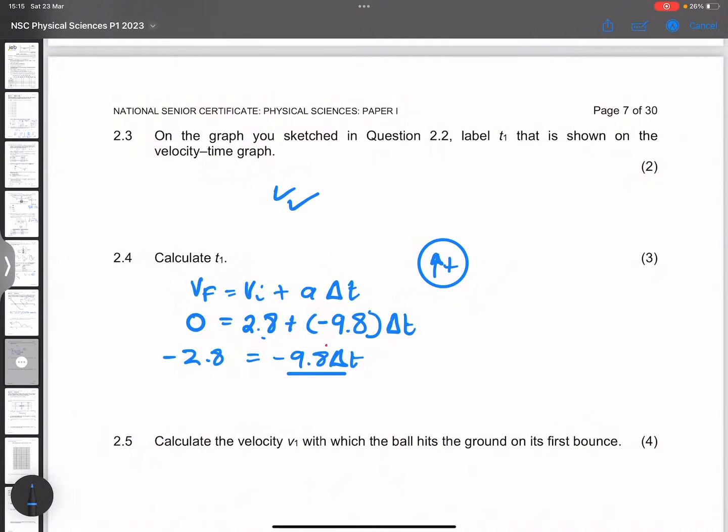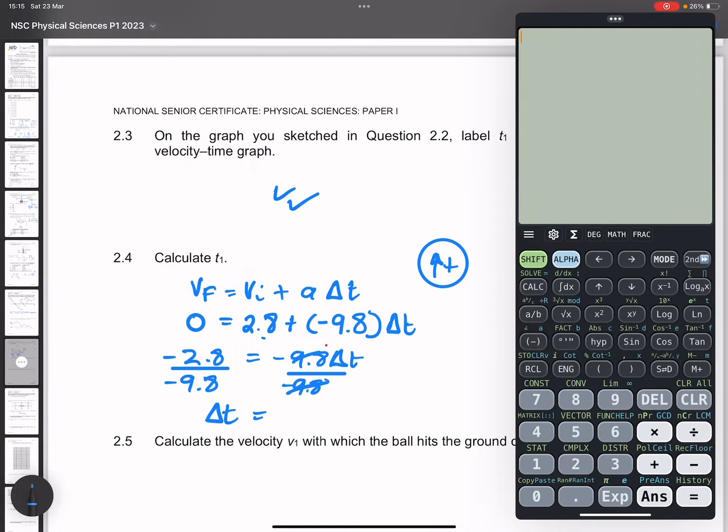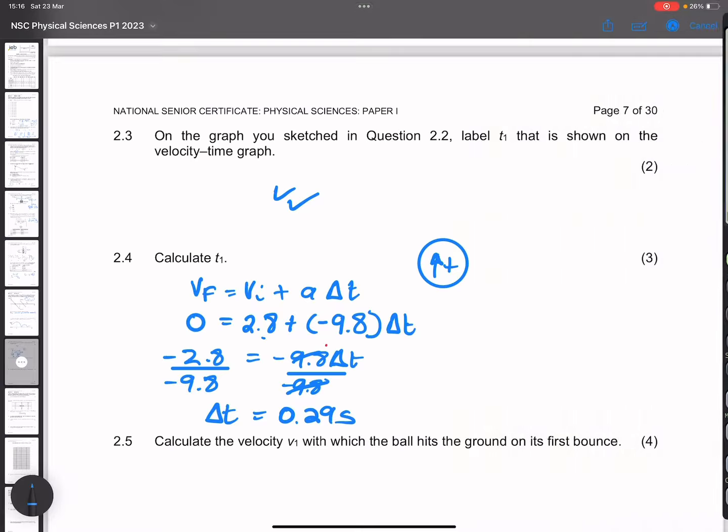And if I divide by negative 9.8, okay, so what do I get? Right, so I'm going to say 2.8 divided by 9.8. Of course, those negatives will cancel each other, right? So this will give us 0.29, shall we say? Right, so that will be 0.29 seconds.